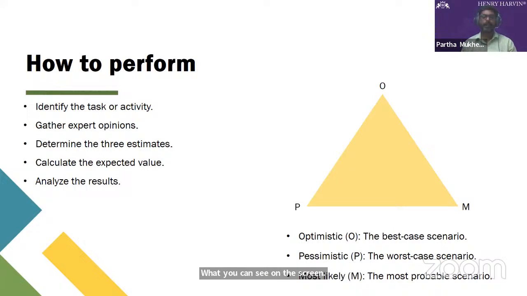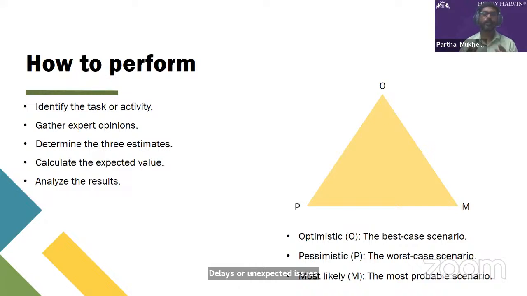These estimates are based on different scenarios or assumptions about the activity duration or effort. The optimistic estimate O represents the best case scenario, assuming everything goes exceptionally well and there are no unforeseen obstacles or delays. The most likely estimate M represents the activity duration or effort based on realistic conditions, taking into account more typical challenges and circumstances. The pessimistic estimate P represents the worst case scenario, assuming significant challenges, delays, or unexpected issues.